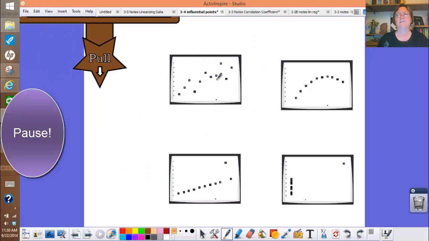I'd like you to take a look at these 4 plots and pause the video and give a description. Remember, what you're talking about is shape, trend, and strength. Pause that video.